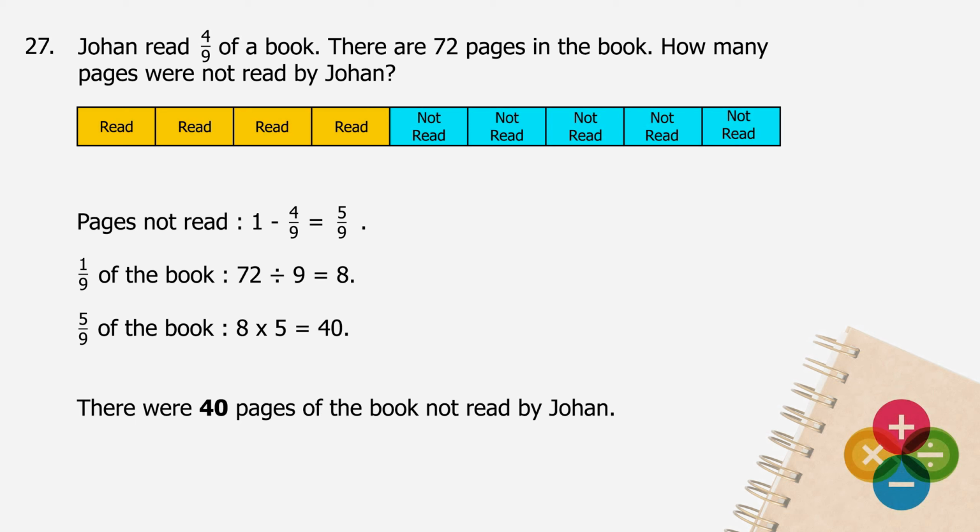The pages not read by Johan will be, subtract 4/9 from 1, and the difference is 5/9. 1/9 of the book will be, divide 72 by 9, and the quotient is 8. 5/9 of the book will be, multiply 8 by 5, and the product is 40. There were 40 pages of the book not read by Johan.